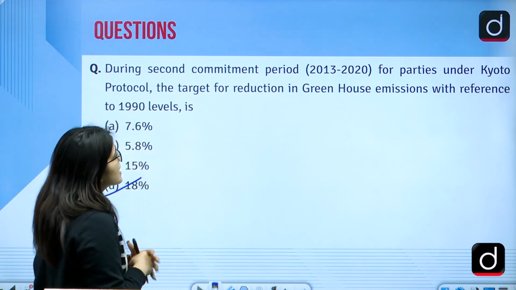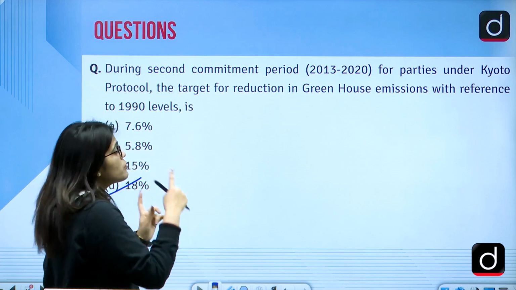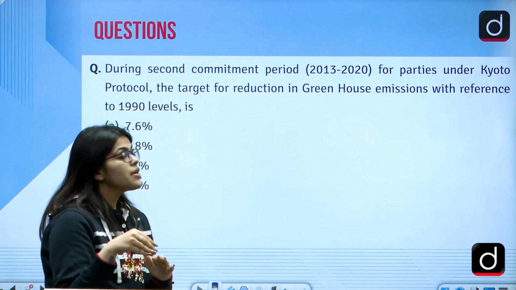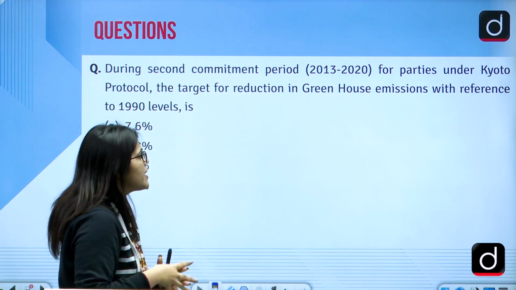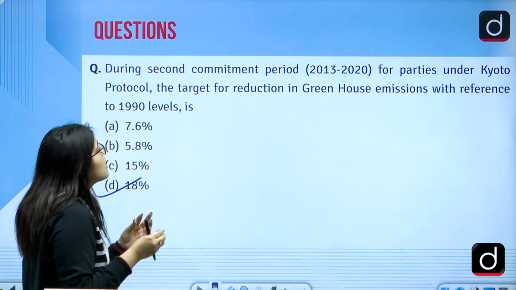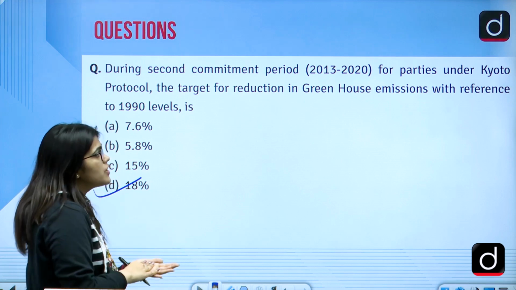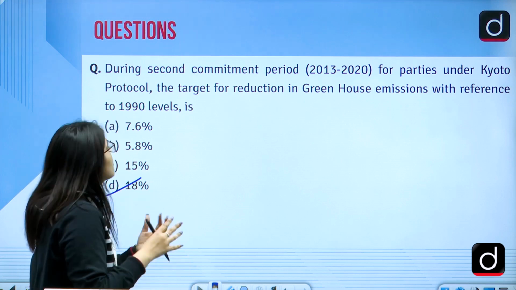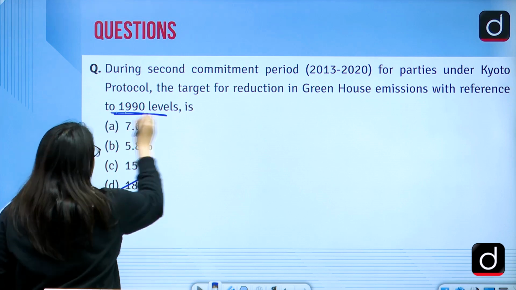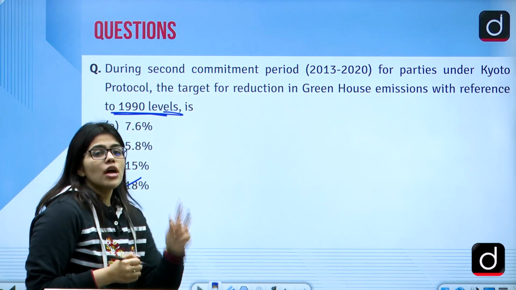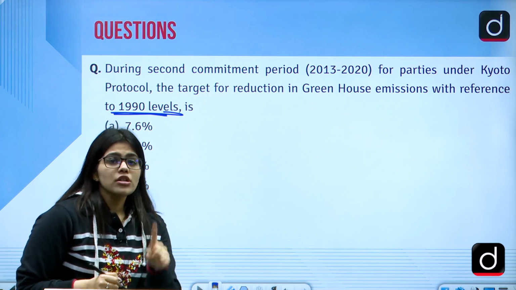So during the second commitment period, that is from 2013 to 2020, for the parties under the Kyoto Protocol, the target for the reduction of the greenhouse emissions with reference to the 1990 level is what? Now two questions out of it. This is also a PYQ.